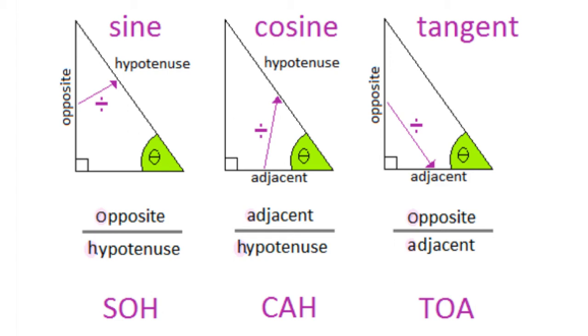The abbreviation we can remember is SOH CAH TOA. SOH means that sine is opposite over hypotenuse, cosine is adjacent over hypotenuse, and tangent is opposite over adjacent. So if you can remember SOH CAH TOA, it will help you remember how to calculate these.